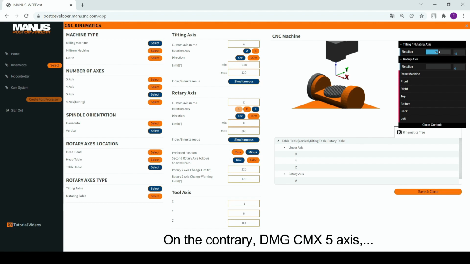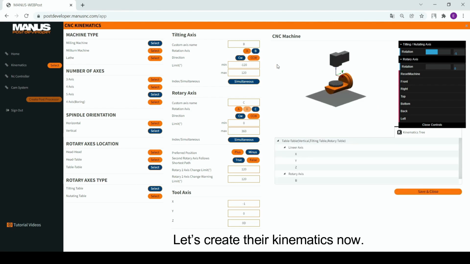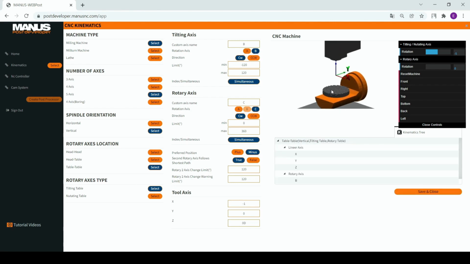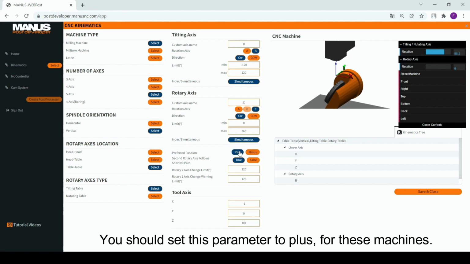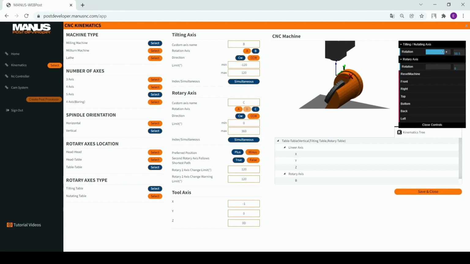On the contrary, DMG CMX 5-axis and Spinner U Series 5-axis machines use the B-axis plus side as the preferred side. Let's create their kinematics now. This is the plus rotation. You should set this parameter to plus for these machines.